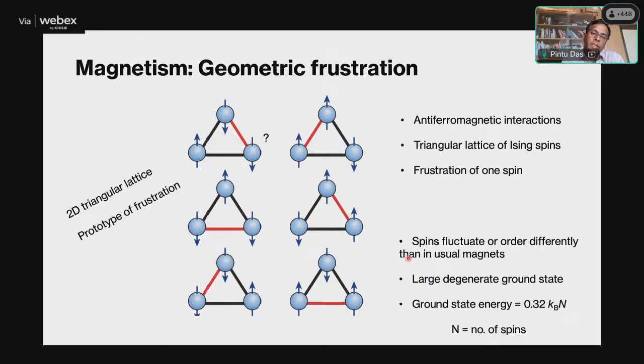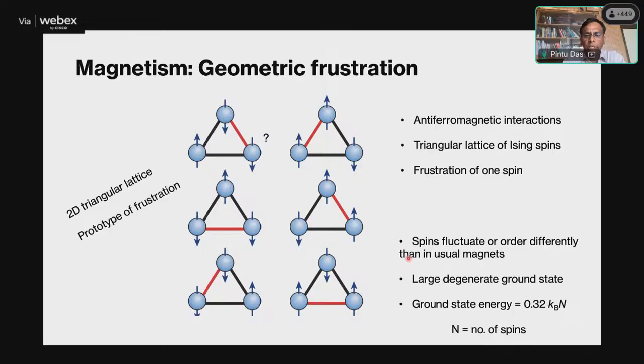Now, as a result of this frustration, this one spin fluctuates. If you cool down the system, the entire system would order very differently than what you know about the ordering of magnetism, like ferromagnetic or antiferromagnetic ordering. So the ordering is very different, if it orders at all. The spins continue to fluctuate depending on the system. Spins may freeze at very low temperature, I'll come to that later, but also the spins may avoid any kind of ordering, any kind of freezing, until the lowest temperature, let's say T equal to 0 Kelvin.